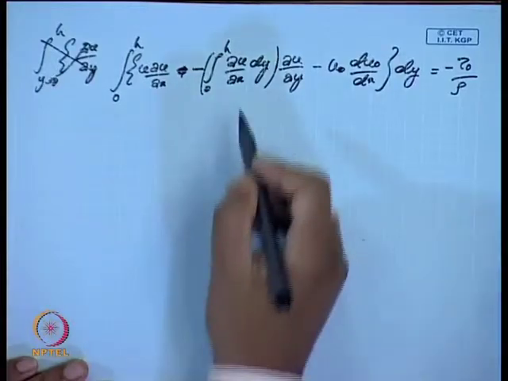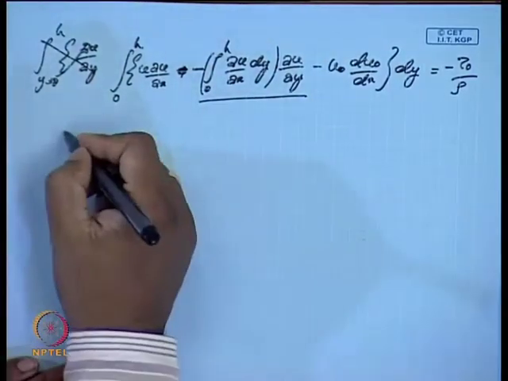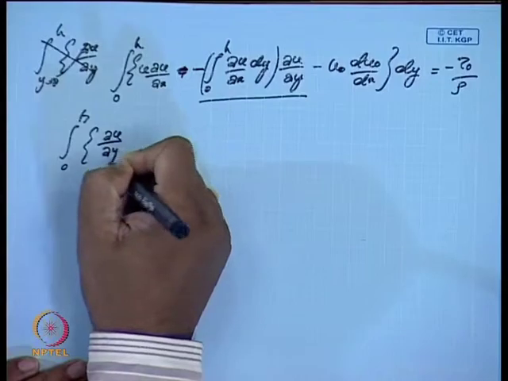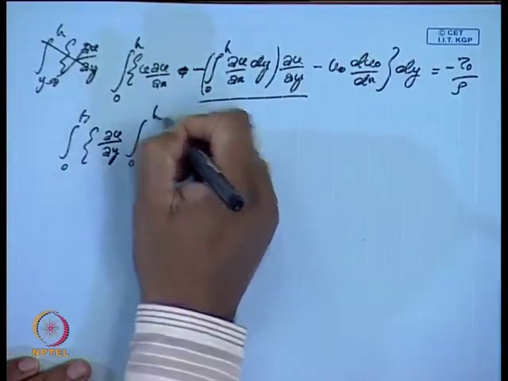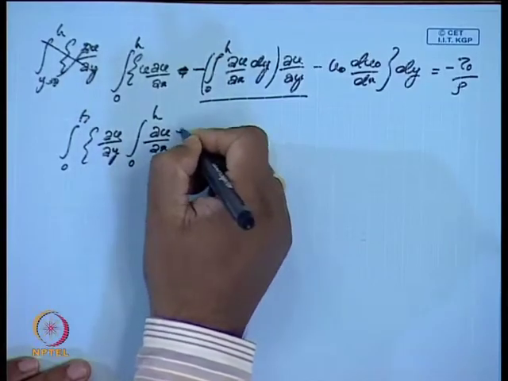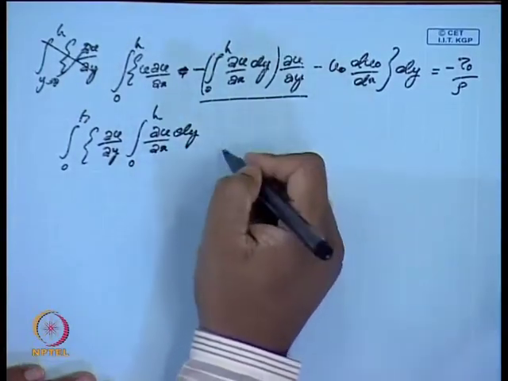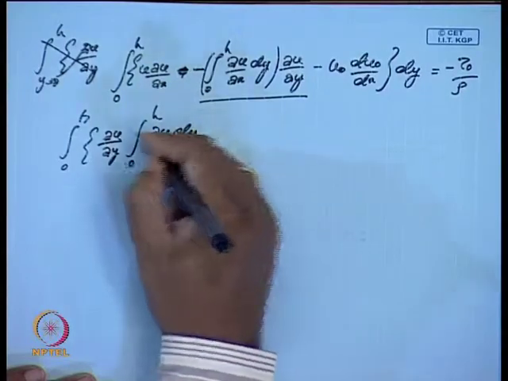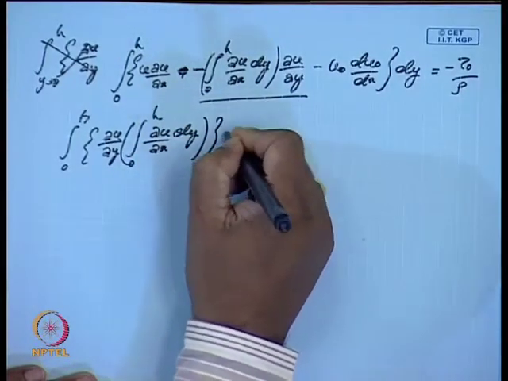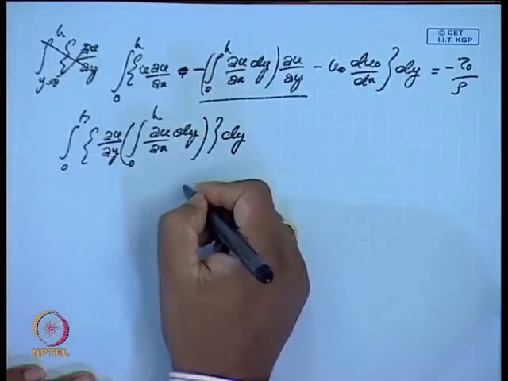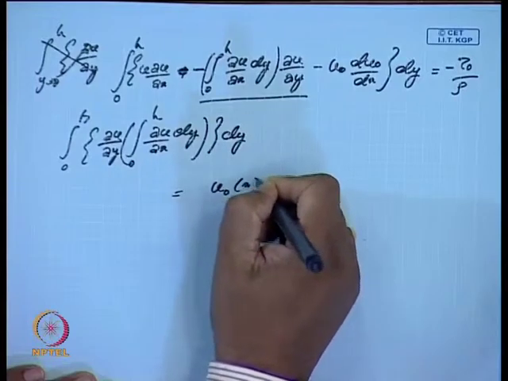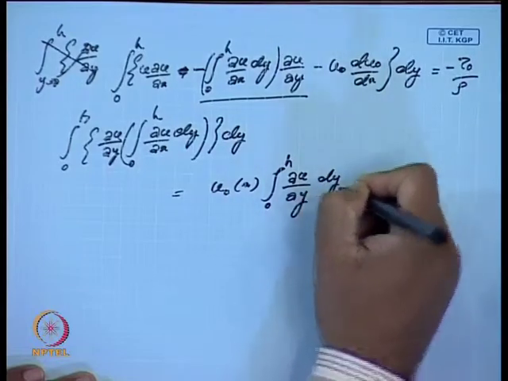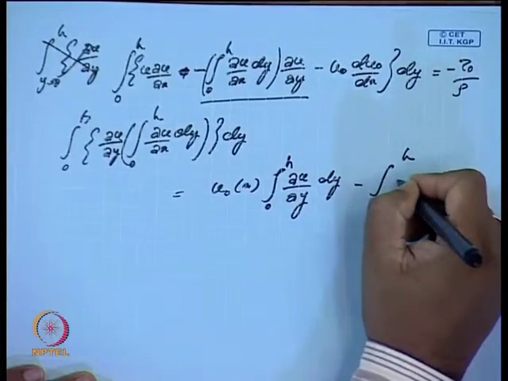Now, let me analyze this term. This term is nothing but 0 to h, this is del u by del y into 0 to h del u by del x dy into dy, and this easily can be seen that this will give me u naught x 0 to h del u by del y just by integration by parts into dy minus y is equal to 0 to h u del u by del x.